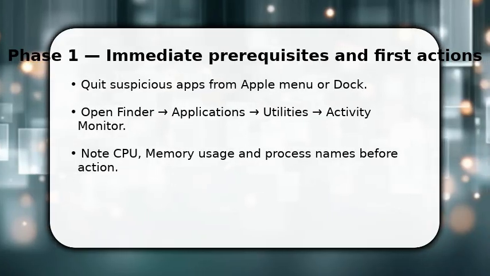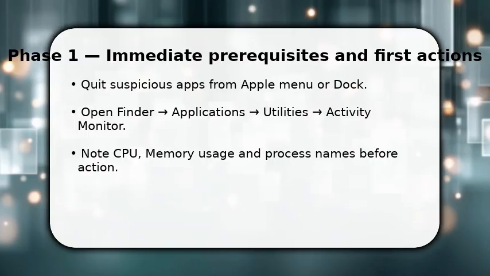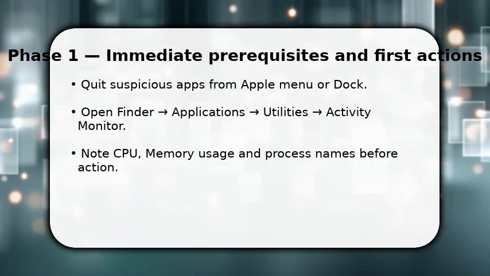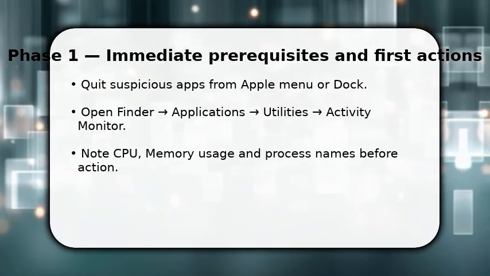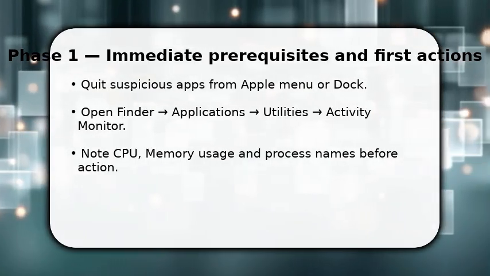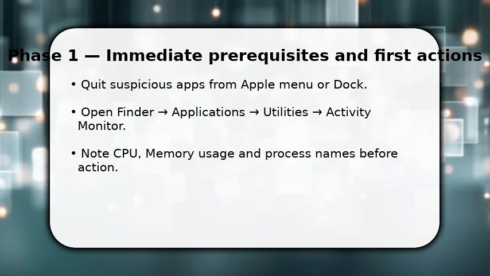You start by closing any apps that show the fake alert so you don't block removal. Once done, open Finder, Applications, Utilities, Activity Monitor. This lets you find the offending process.